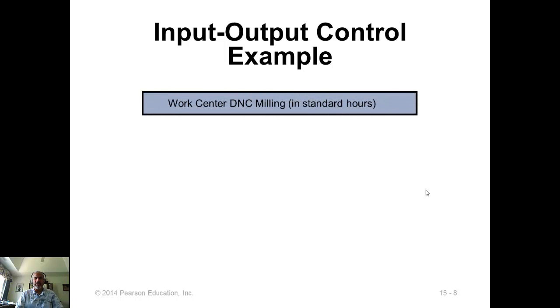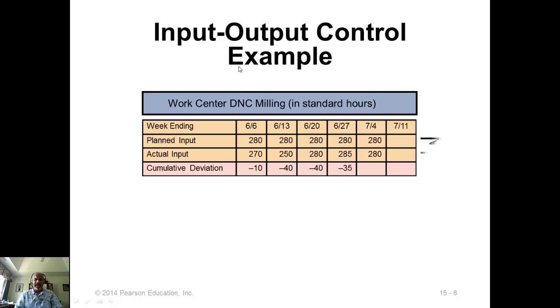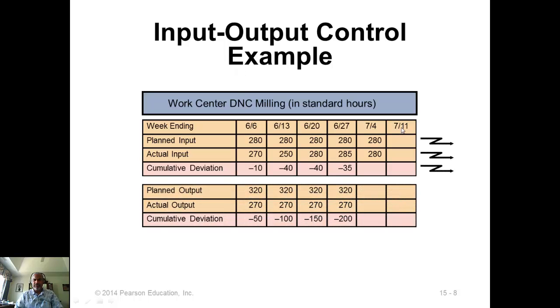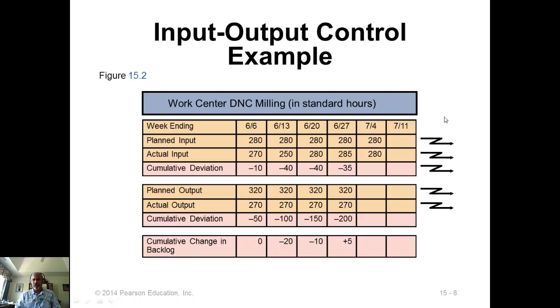Now let's look at an example of input-output control. We have input-output control on a weekly basis, and it is rolling time. That is, as one week gets into the past, a new week in the far future is added. So we have one table for input, planned, actual, and cumulative deviation between the planned and actual. And then there is output, planned, actual, and the cumulative deviation. And then there is cumulative backlog. In this slide, they're talking about change in backlog, but we will calculate the actual backlog when we work out an example in just a second.